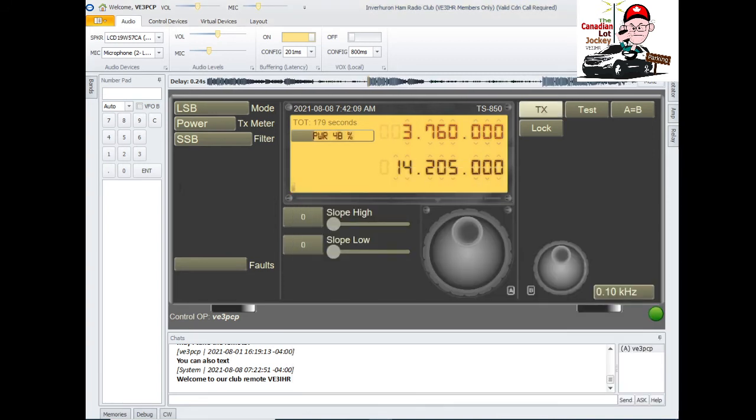Okay, so I bumped the low end up a little bit more. I'm not sure if you noticed that. What rig are you on today? Are you on one of the older Yaesus? V3IDS, V3PCP? Yeah, V3PCP, V3IDS. I'm on the old 101ZD.